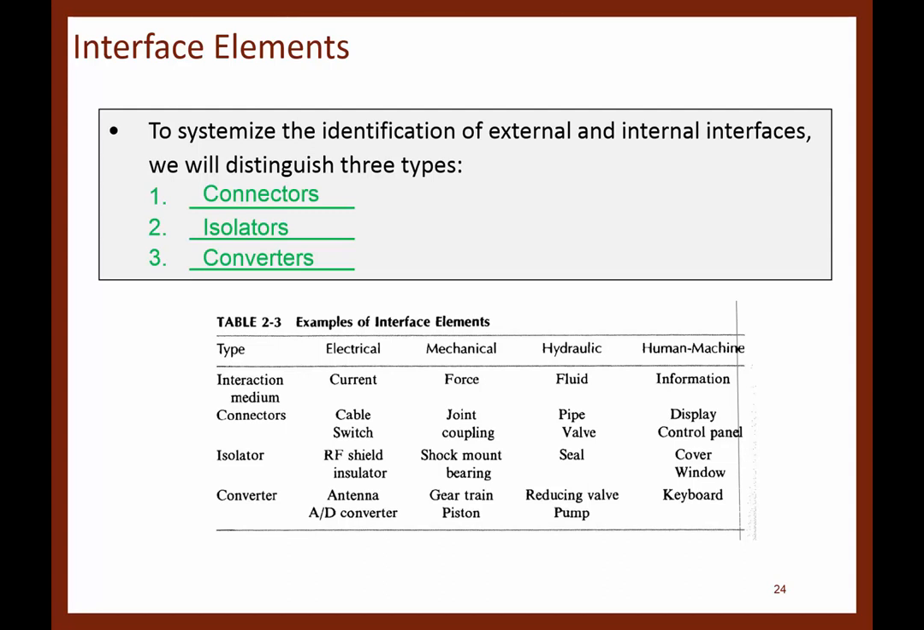For mechanical, we have the force for the interaction medium. For the connector, it could be the joint or coupling. The isolator could be a chuck mount or bearing. So every time you take a hole in the street, you get that joint, it's protecting the system so you don't get hit and break the area. The converter could be a gear train or piston. And then there are the hydraulic and the human-machine types. For human-machine, the information is the interaction. The connector is the display or control panel. The isolator is the cover or window, and the converter is the keyboard.